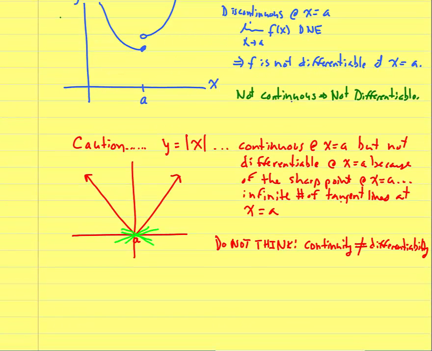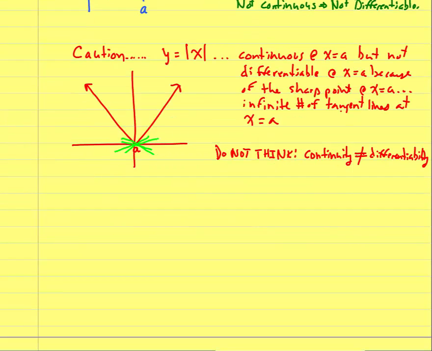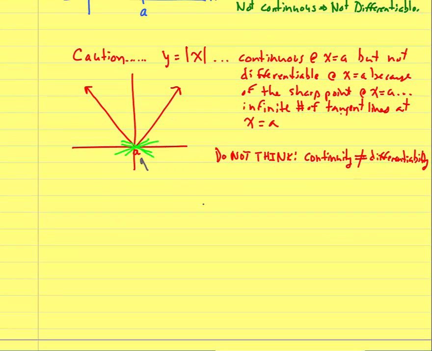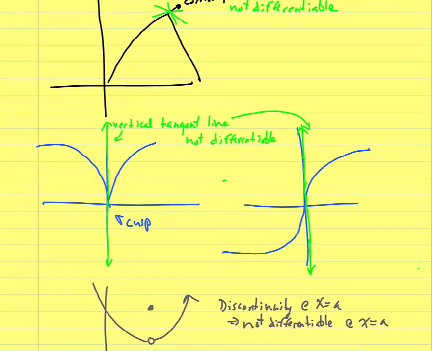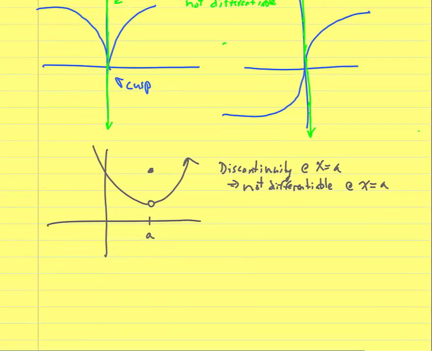Not continuous, not differentiable. And then I have that corner point, so if I wanted to think of this as a corner point as well, or that sharp point, I don't have differentiability at the corner point. I don't have differentiability at vertical tangent lines. And these are just a couple of the graphs that have a vertical tangent line at those points. So those are important ideas.